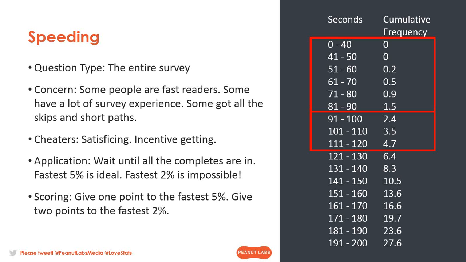So the technique I use is in 2 stages. First, I identify the fastest 5% of times. I give these people 1 point on the speeding measure. Then, I identify the fastest 2% of times, and I give these people 2 points on the speeding measure. When you get to 2%, I just can't think of any reasonable reason for you to be able to get through a survey that quickly.